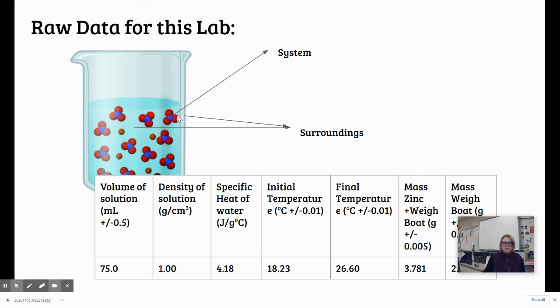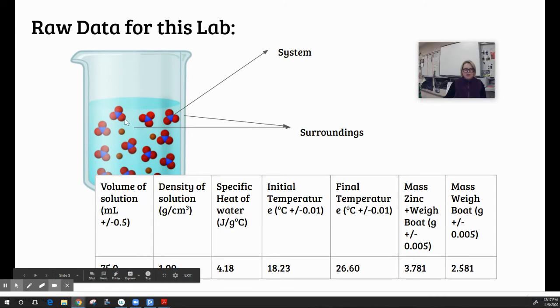So with that being said, we want to figure out how much heat is going to be transferred from the system, being the reaction, to the surroundings. And if we know that amount of heat, we could figure out the molar enthalpy value using the data below. So the data that I'm providing you is this. And this will be spelled out for you in the lab I'm giving you. I'm giving you the volume of the solution of copper sulfate. It was 75 milliliters.